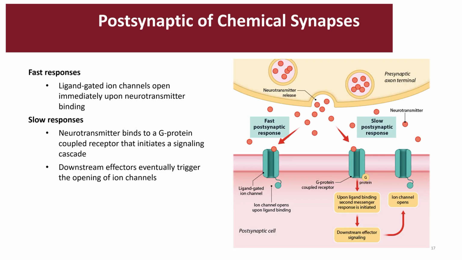Fast responses inside these receptors require a ligand-gated ion channel, so that means when the neurotransmitter or chemical binds to that receptor, the ligand-gated channel will open up, allowing an influx or an efflux of an ion. So these ones occur really quickly.